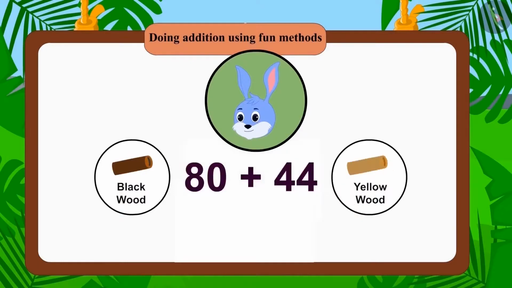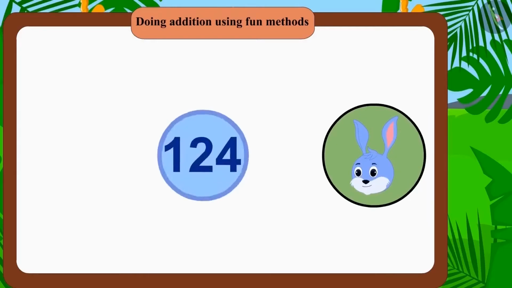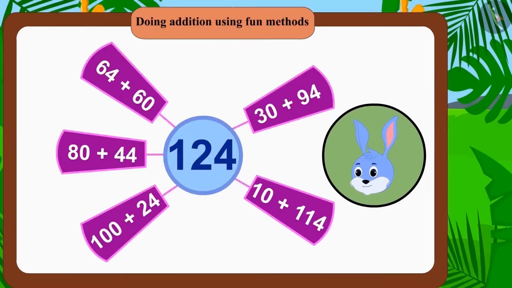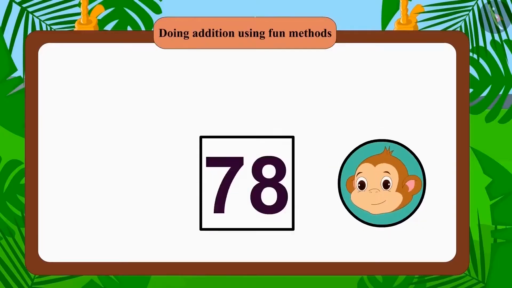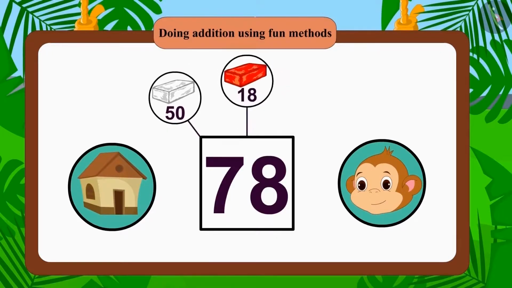Yes, Bunny will use a total of 124 sticks using 80 black and 44 yellow wood. We can write 124 in the following ways. Babban built a very simple house using only 78 bricks. He used 50 white colored bricks, 18 red colored bricks, and 10 brown bricks.